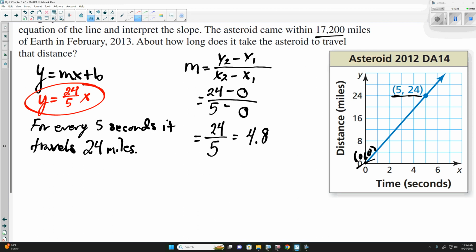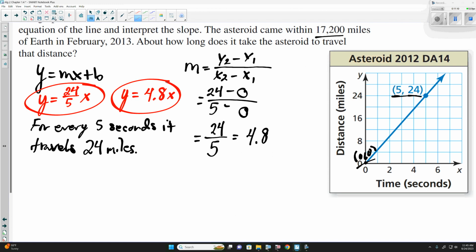There is another way we can write this equation, because we can also write it as y equals 4.8x. Either one of them will work. Any questions? I already found the equation of the line. We good with finding the equation of the line?